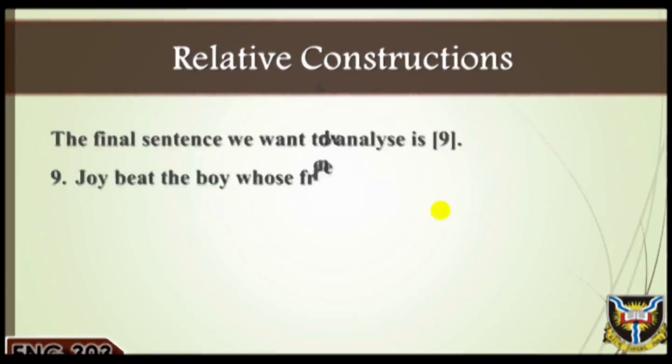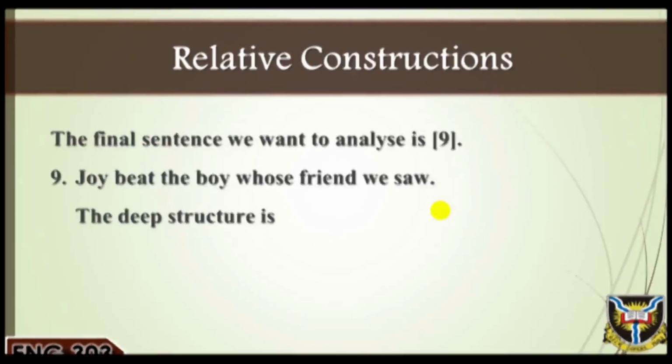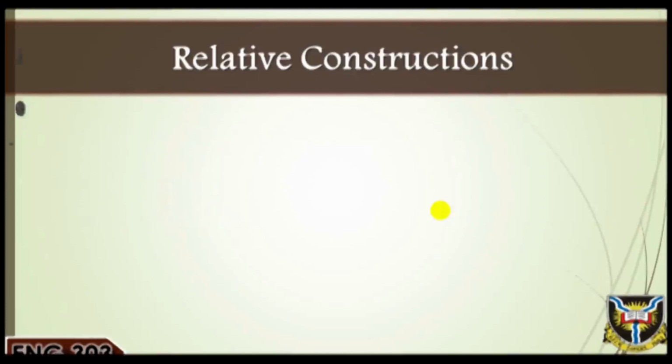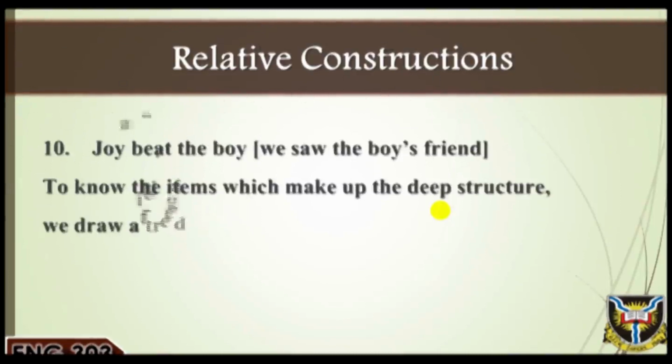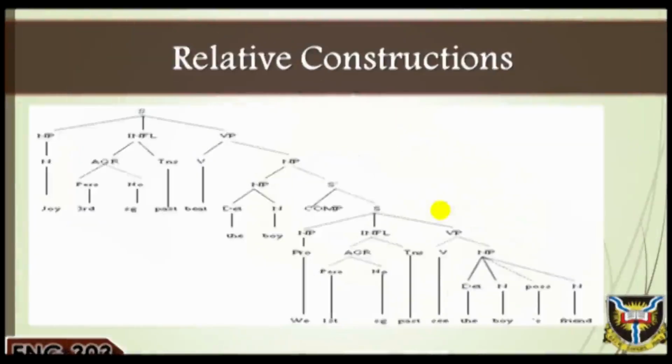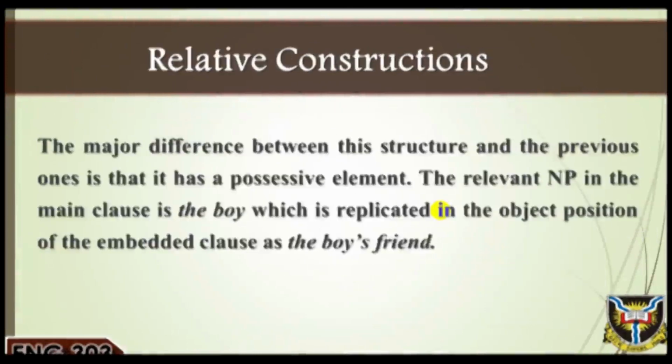The final sentence we want to analyze is B. Joy beat the boy whose friend we saw. The deep structure is: Joy beat the boy, we saw the boy's friend. To know the items which make up the deep structure, we draw a tree diagram. The major difference between this structure and the previous ones is that it has a possessive element. The relevant NP in the main clause is the boy, which is replicated in the object position of the embedded clause as the boy's friend.